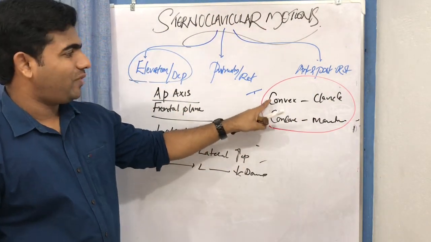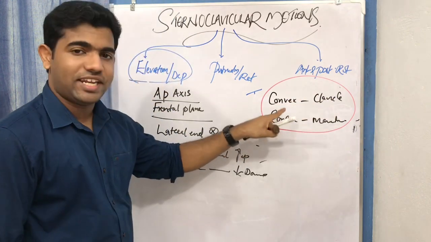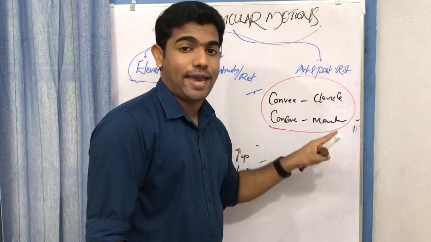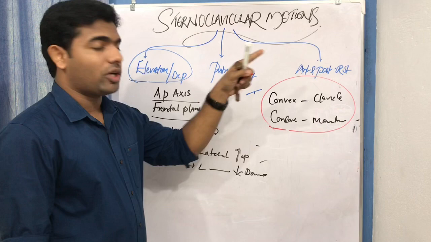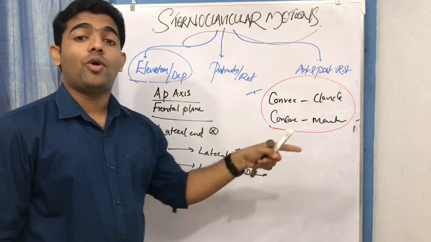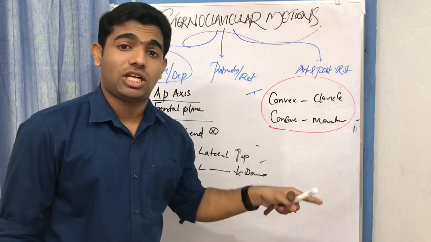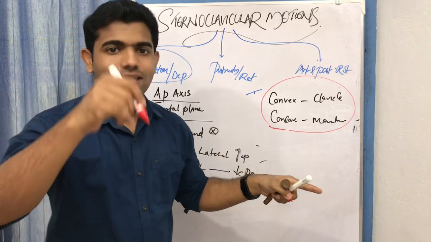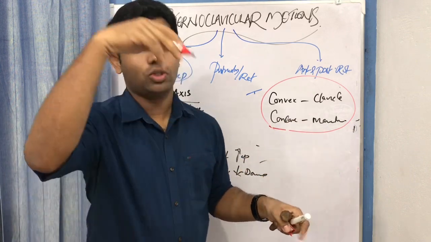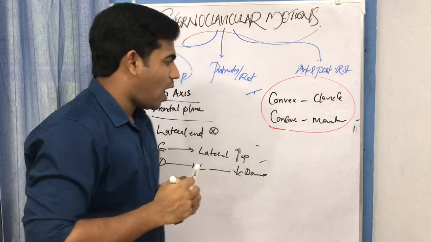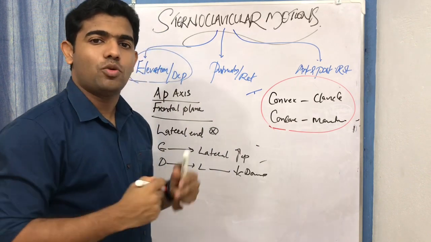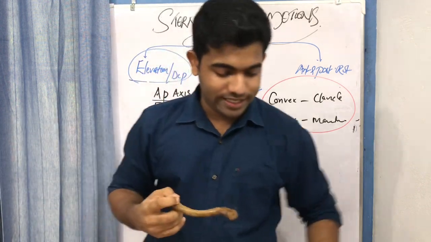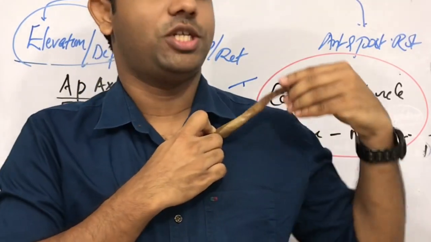That is, the convex clavicle is moving on the relatively stationary concave manubrium. That is convex on concave. So arthrokinematics, that is the intra-articular motions, the inside-the-joint motions, will be opposite to the outside motion. So what is the outside motion? The outside motion here would be elevation.